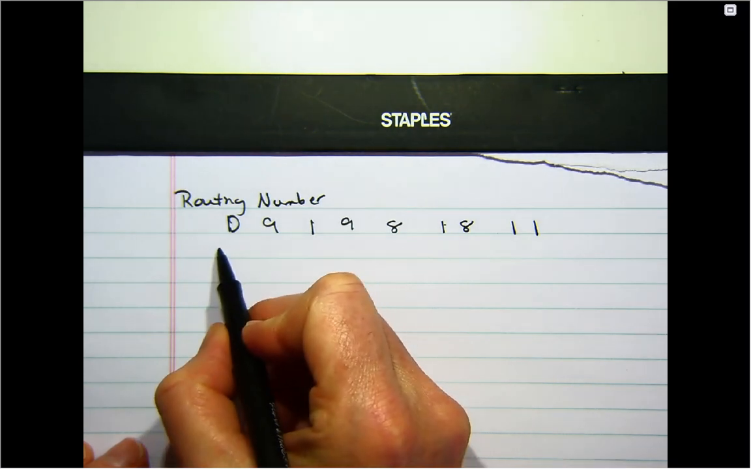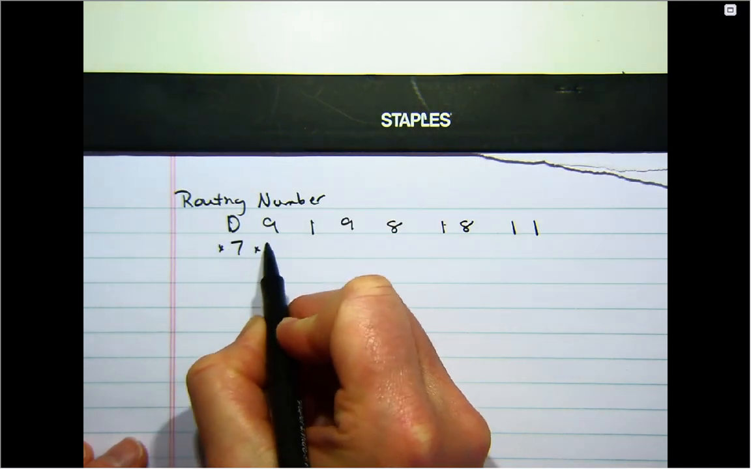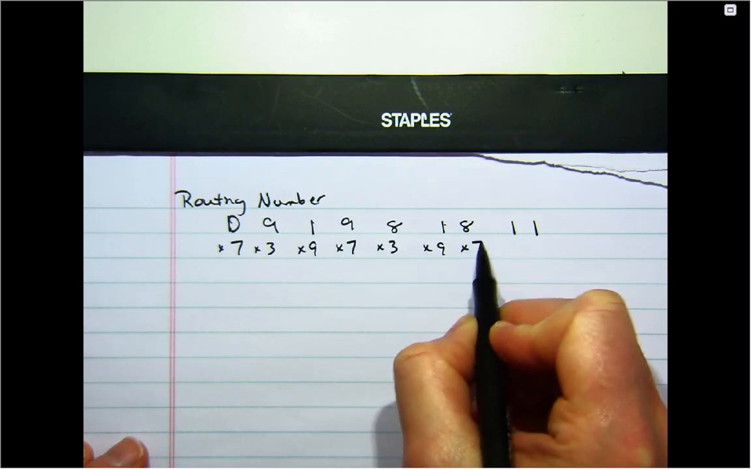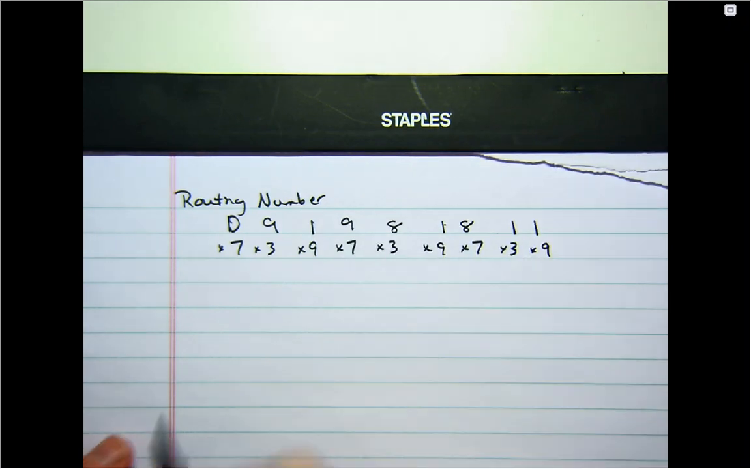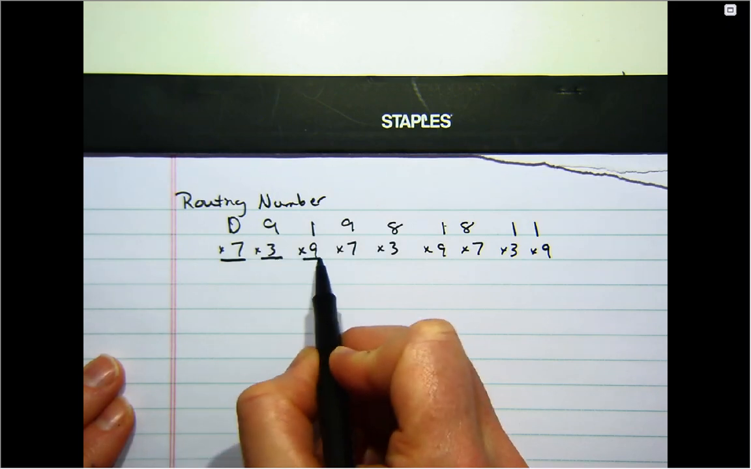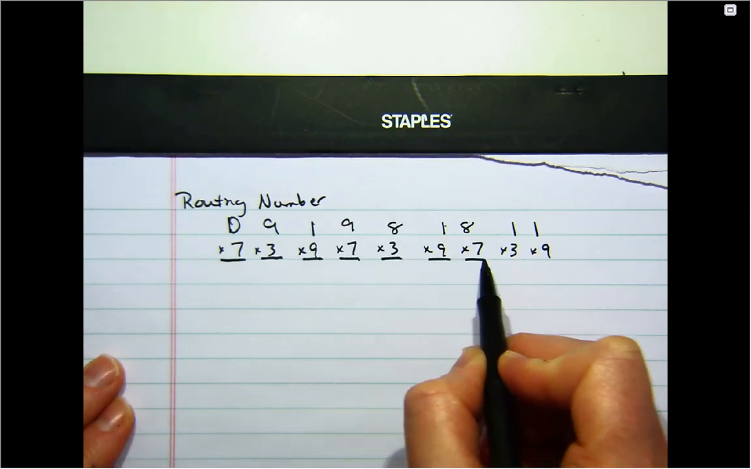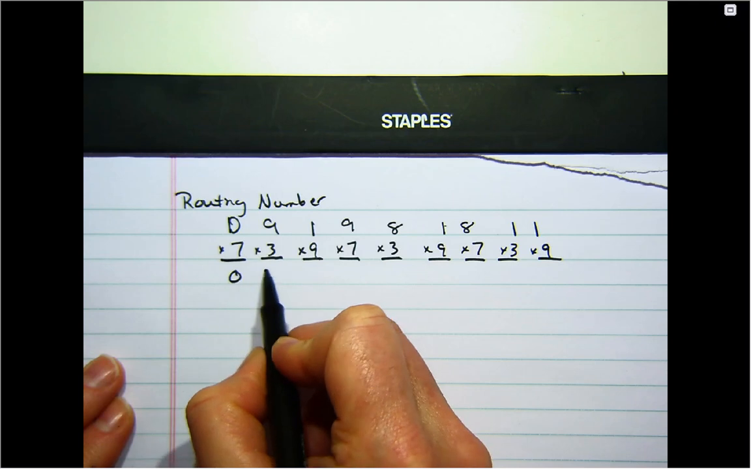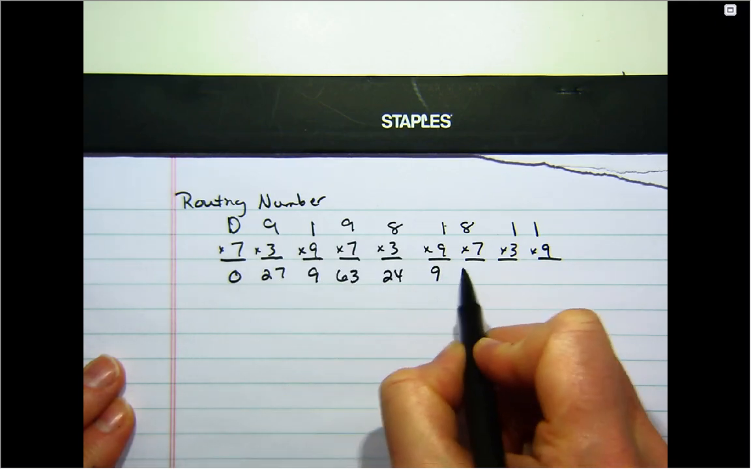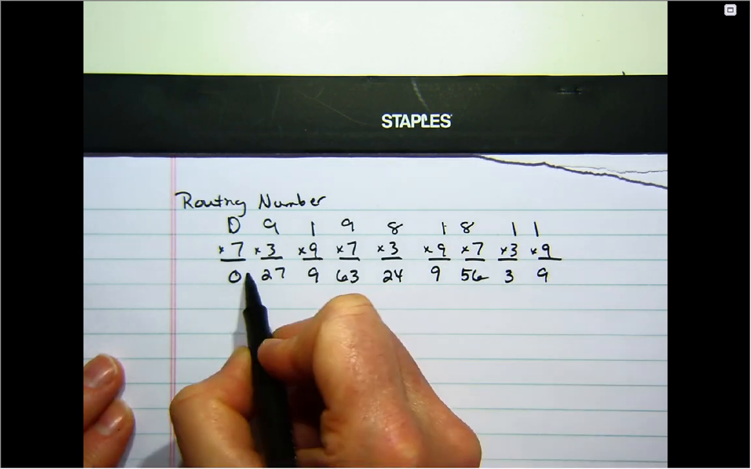So the way this works is you multiply times 7, times 3, times 9, times 7, times 3, times 9, times 7, times 3, times 9. So a little more tricky, right? You're multiplying by 3 different numbers, 7, 3, 9, repeating. And this should come out to 0 mod 10 as well. So we get 0, 27, 9, 63, 24, 9, 56, 3, 9.